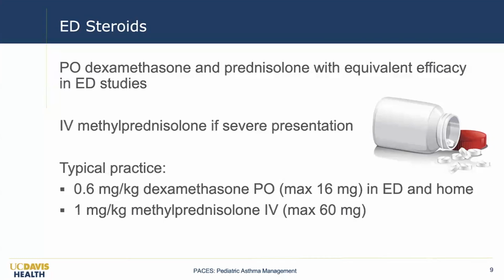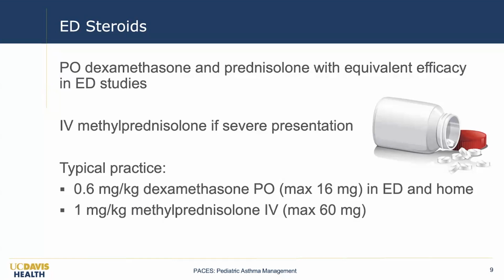But typically for our mild to moderate patients, we are giving dexamethasone at a dose of 0.6 milligrams per kilogram. There's a range of maximum doses out there. We use a maximum dose of 16 milligrams per dose in our ED. And then if patients are going home, we're prescribing one additional dose to be given in the next 24 to 48 hours.